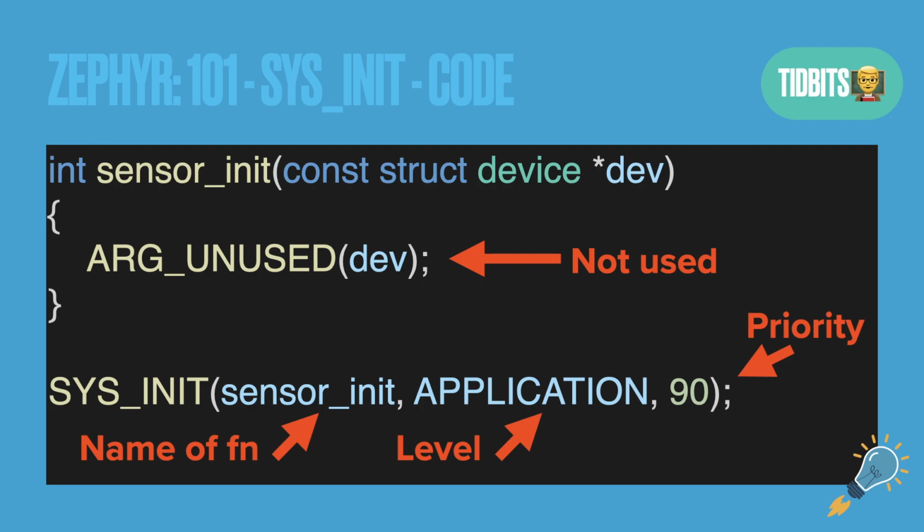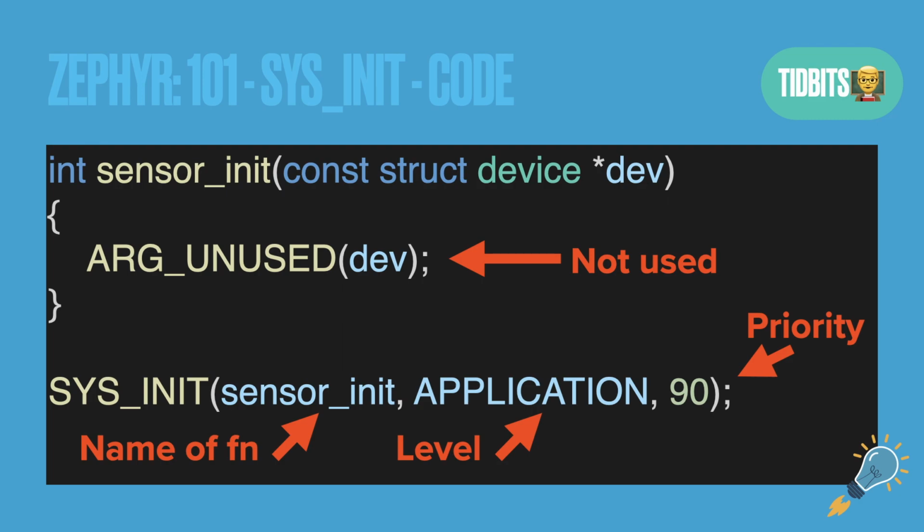If you look down at the sysinit macro, you see the name of that function, which is the same as the callback up there. Then the levels. There are multiple different levels, like pre-kernel and post-kernel. The one you would most likely want to use is the application level. And finally, priority. This is pretty important here.